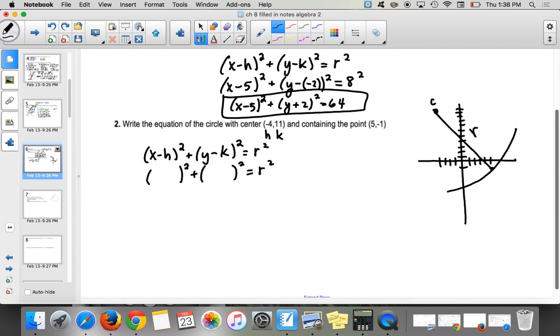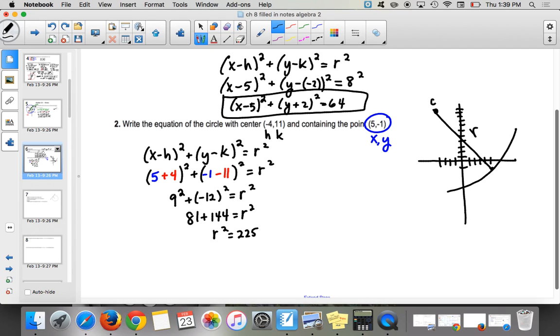And we need to find r. So my h and my k are going to be that -4, so I'm going to have +4 there, and -11 there. But temporarily, I'm going to plug this in for x and y. So I'm going to plug in 5 and -1. So you can do it that way as well. It's just like the distance formula, really. So I get 9 squared plus -12 squared equals r squared. So I get 81 plus 144 equals r squared. So r squared equals 225.